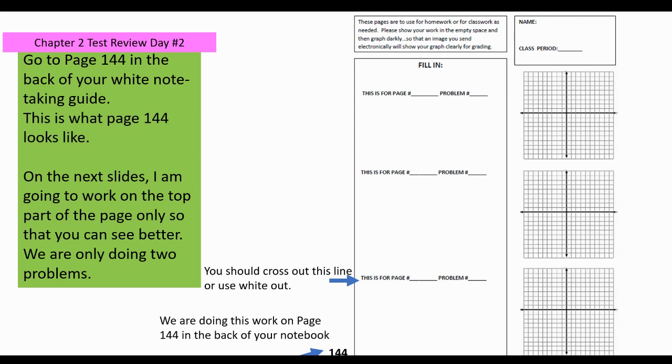Okay, so this is what page 144 looks like. We're again going to only do 2 problems, so you should cross out this bottom line. We won't be using this, and we won't be using the bottom grid here. So we're only going to do 2 problems. Okay, and this is page 144 in the back of your white note-taking guide.